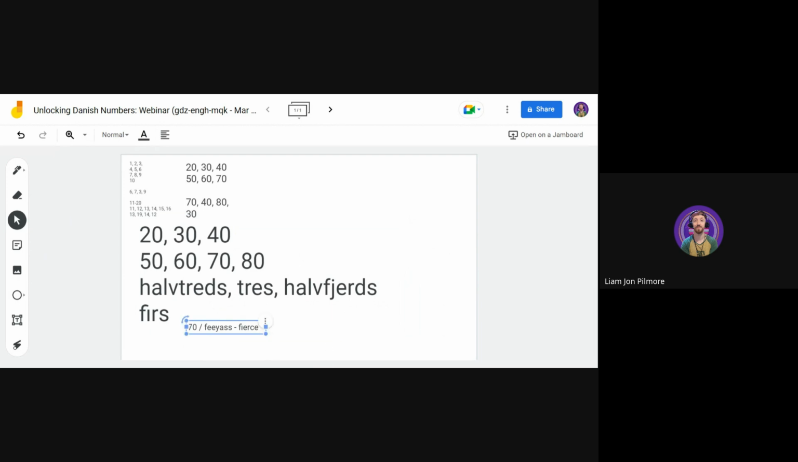So those middle four numbers are usually the ones that annoy the hell out of people. So that's just one way you can remember those middle ones. Chunk those middle four, and then after, all you need to remember is halvfems and hundrede, 90 and 100, and you've sort of mastered those numbers. Halvfems being 90, and hundrede, 100.